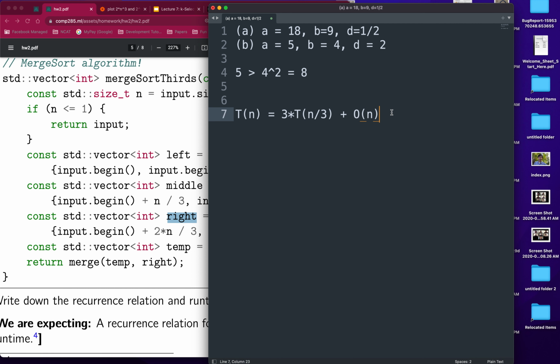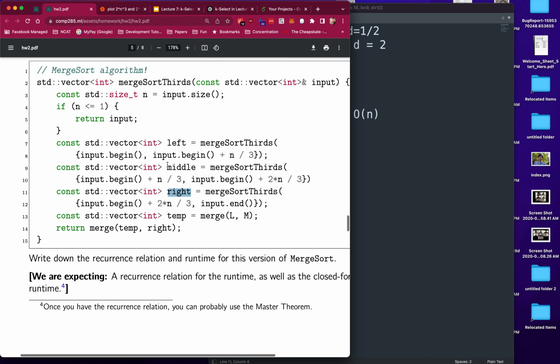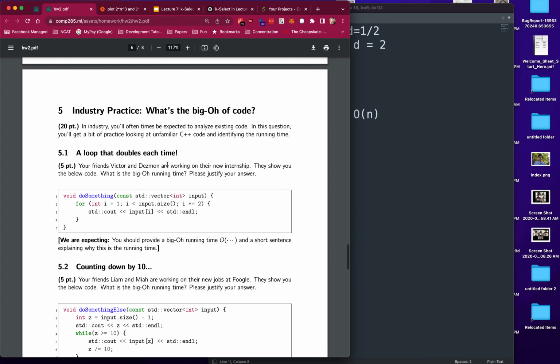So here is a recurrence relation with A equals 3, B equals 3, and D equals 1. That means that 3, which is equal to A, is actually equal to B raised to the D, which is equal to 3 raised to the 1. So actually that gives you the case that you want to look at in your master theorem equation.